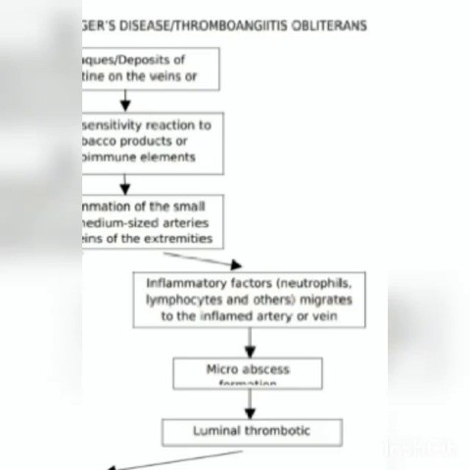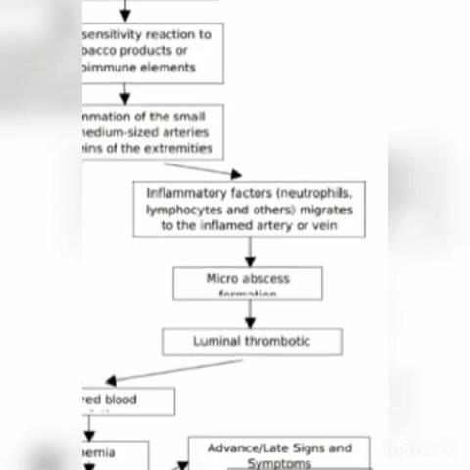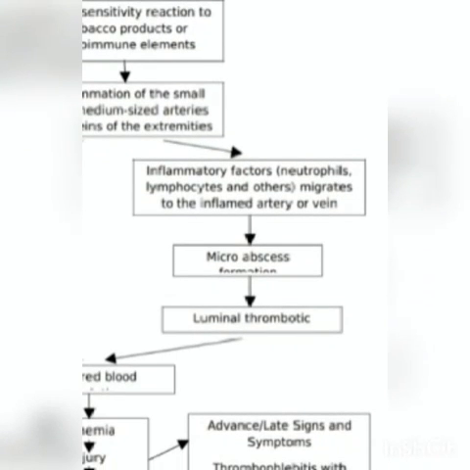and veins. And because of this inflammatory process and migration of neutrophils and other dead cells, there will be accumulation of cells which is called microabscess, and there will be formation of a blood clot in the lumen of the blood vessels which will obstruct the flow of the blood.